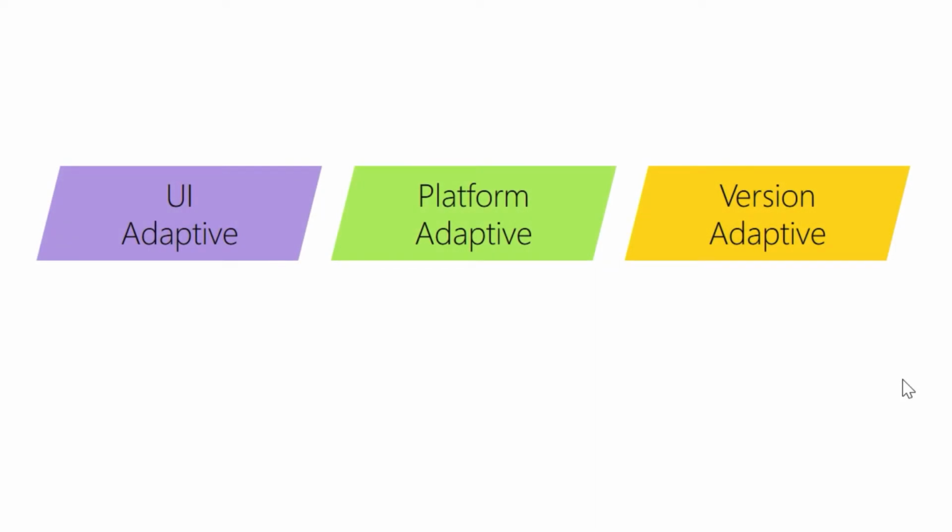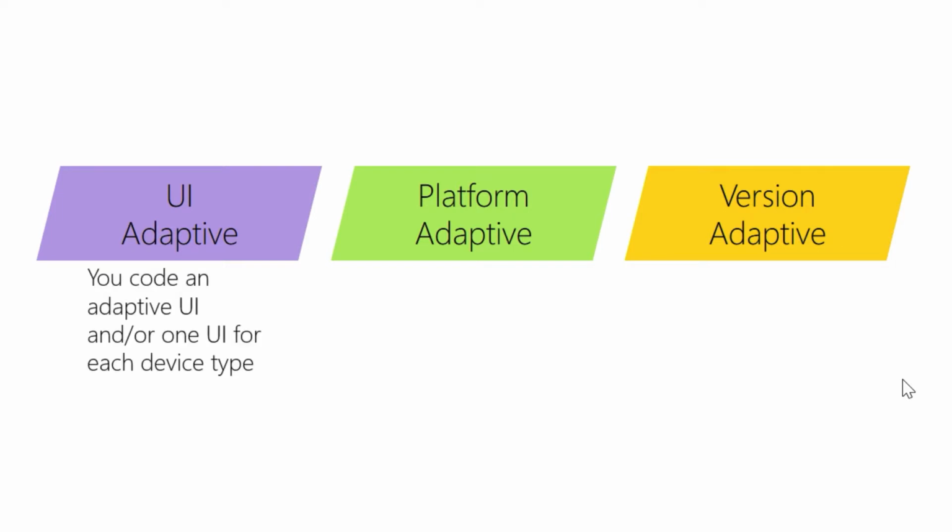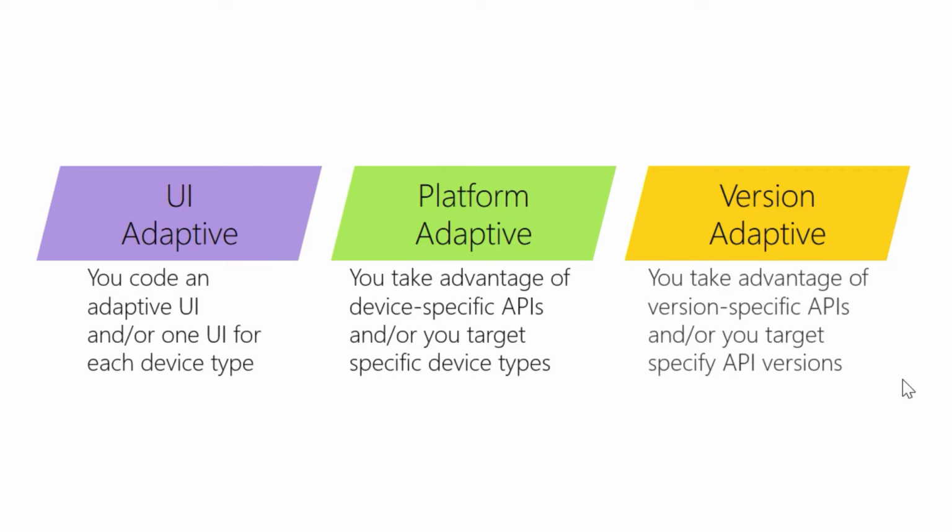UWP apps run on a wide range of devices with varied form factors. To give the best experience, your app should adapt to the device that it's running on. And there's three aspects of this: UI, platform, and version. We're going to talk about platform and version in this course. Platform we'll do right now, and then version we'll do later.